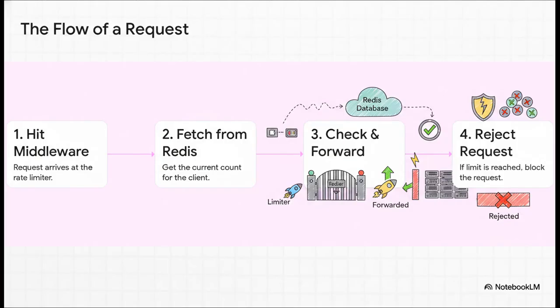Okay, so let's walk through the life of a single request. Here's the play-by-play. The request comes in and hits the limiter. The limiter immediately shoots a question over to Redis: Hey, what's the count for this user? Redis shoots the answer back. The limiter checks if there's room. If yes, it tells Redis to add 1 to the count and then passes the request along to the main application. If the limit's already been hit, bam, rejected on the spot. It all happens in milliseconds.